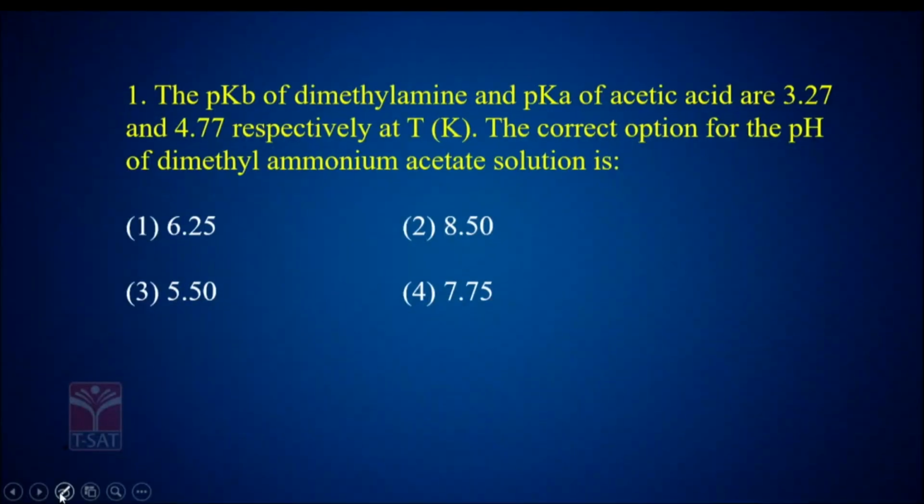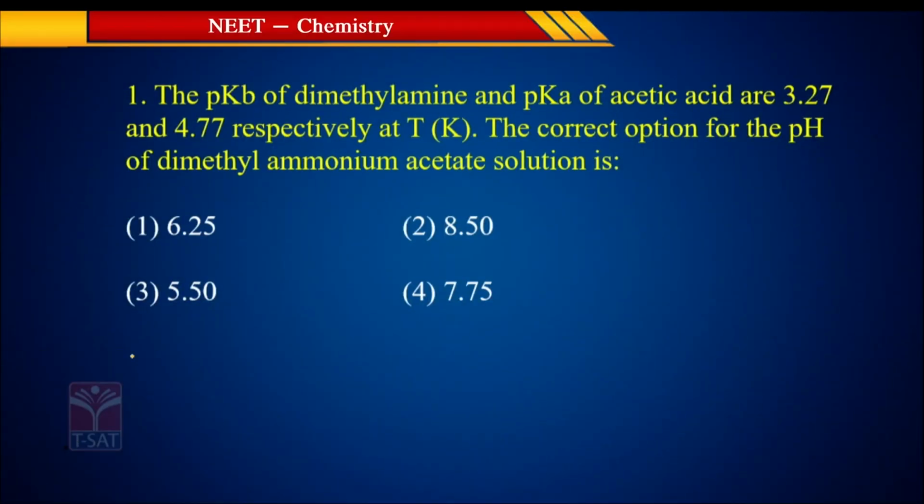So the first question is: the pKb of dimethylamine and pKa of acetic acid are 3.27 and 4.77 respectively at T Kelvin. The correct option for the pH of dimethyl ammonium acetate solution is.